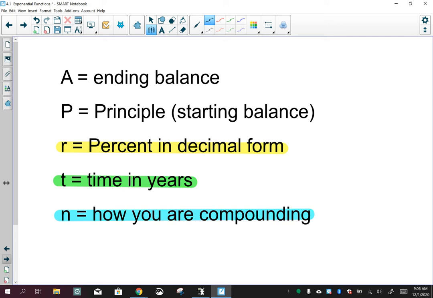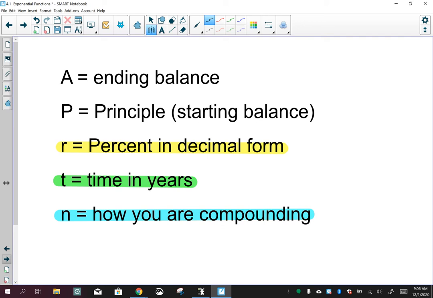R is your percent, but please, please, please make a note somewhere. R, when you put it into the formula, is not how it's written. If it's 8.2%, you do not put in 8.2. You must put it in decimal form. So when you put R into your formula, it is 0.082. Make sure you put it into decimal form, otherwise you're going to get a wrong answer.